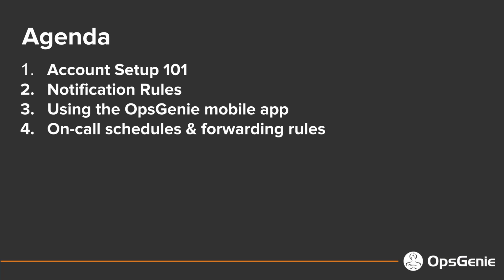And then just a quick agenda, and then we're going to jump right into it. We're going to talk about account setup. George is going to do that first. We're going to talk about notification rules, what those are, and why they're important. From a user perspective, they're the driver, the first place you go to control how alerts come to you and how you're interacting with the tool. We're also going to look at the mobile app, which is really cool. We have an updated mobile app, so you should all have that downloaded on your phone for iOS, and coming soon, also on Android. And then on-call schedules and forwarding rules.